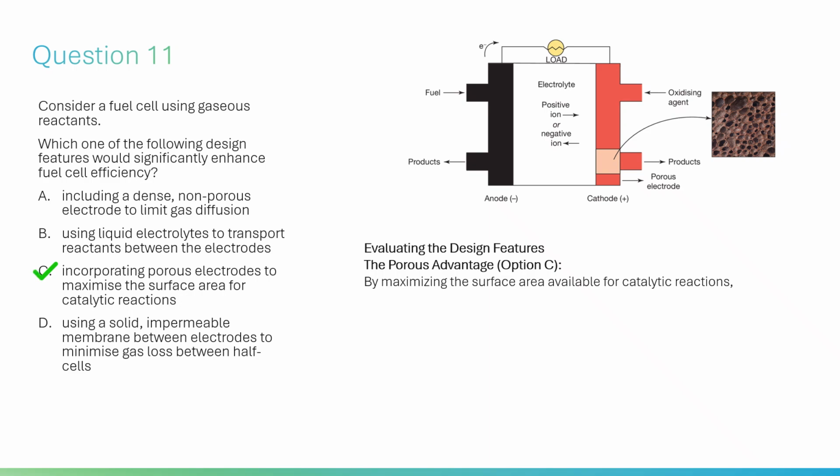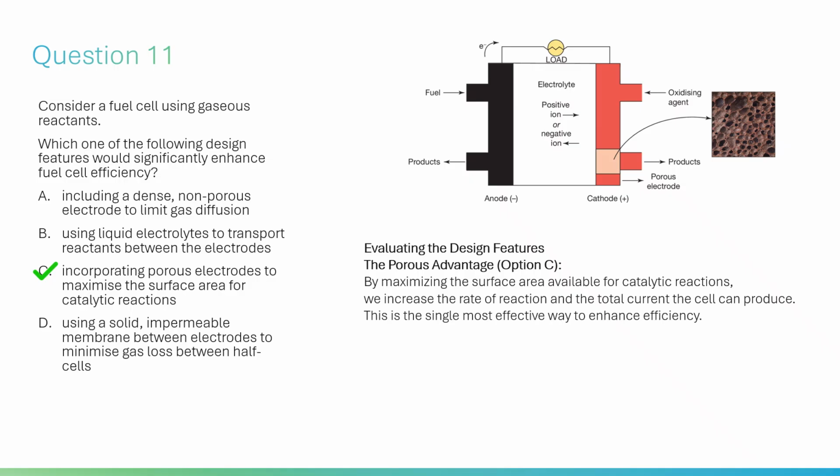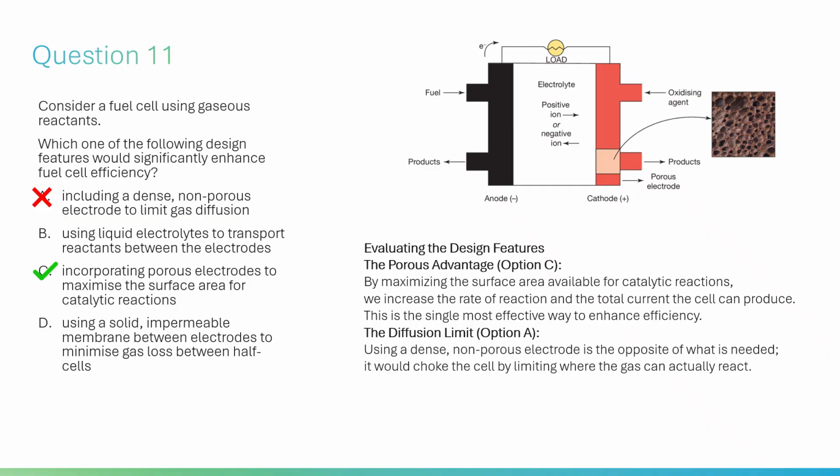By maximizing the surface area available for catalytic reactions, we increase the rate of reaction and the total current the cell can produce. This is the single most effective way to enhance efficiency. The diffusion limit, option A. Using a dense, non-porous electrode is the opposite of what is needed. It would choke the cell by limiting where the gas can actually react.